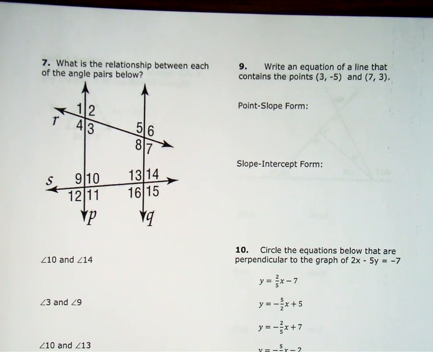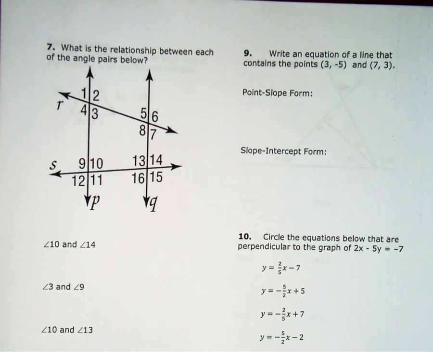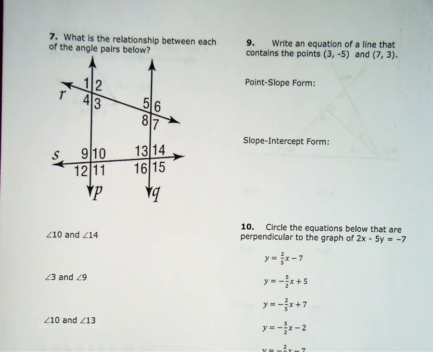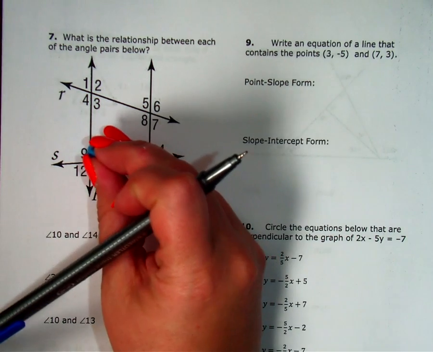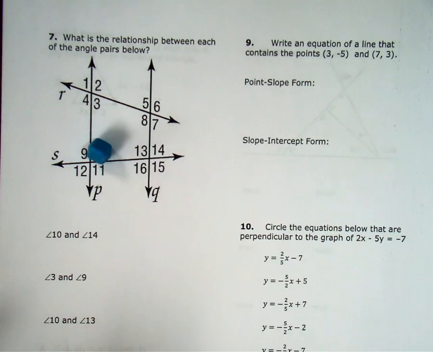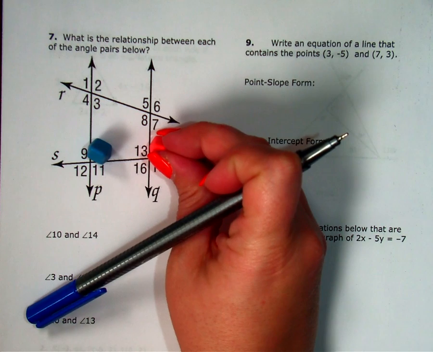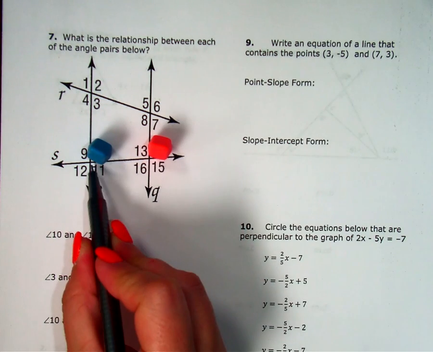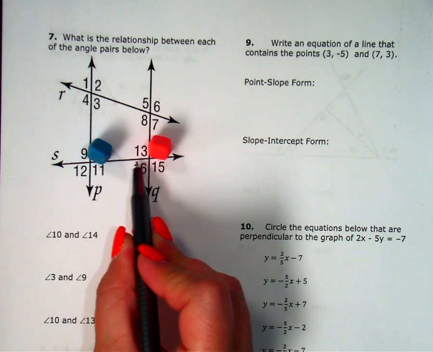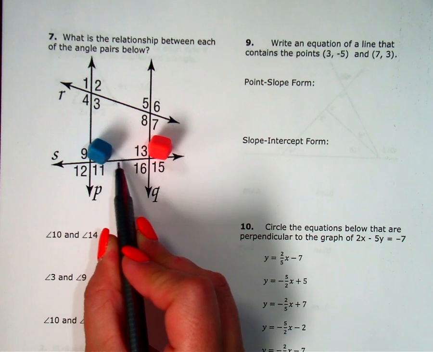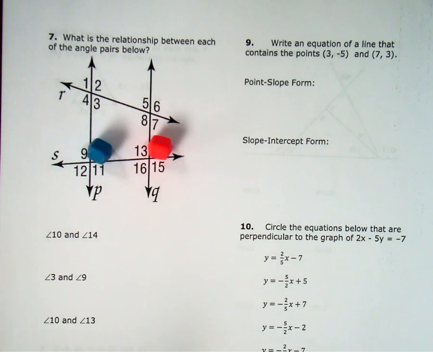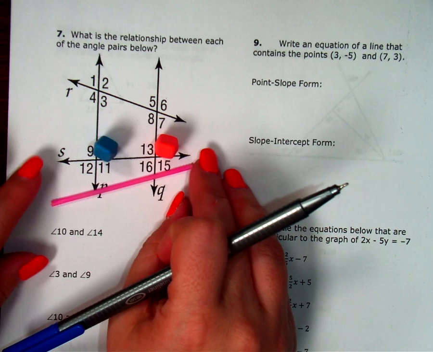So the first one, number 7, what is the relationship between each of the pairs of angles below? So the first one I'm looking at is angle 10 and angle 14. Okay, so here's angle 10 and here's angle 14. To get from 10 to 14, from my blue eraser to my orange eraser, I have to travel along line S. So that is my transversal.